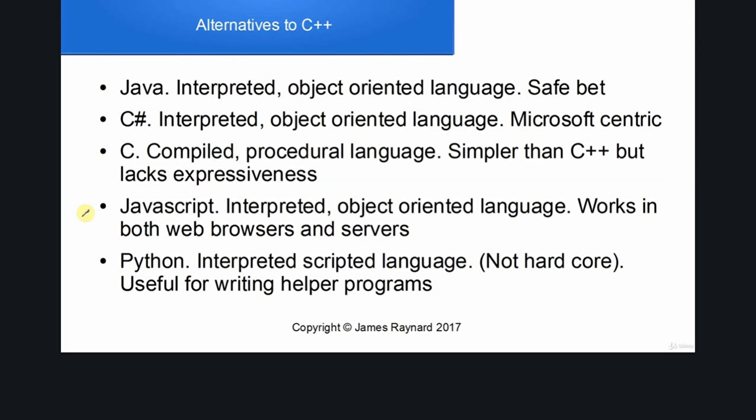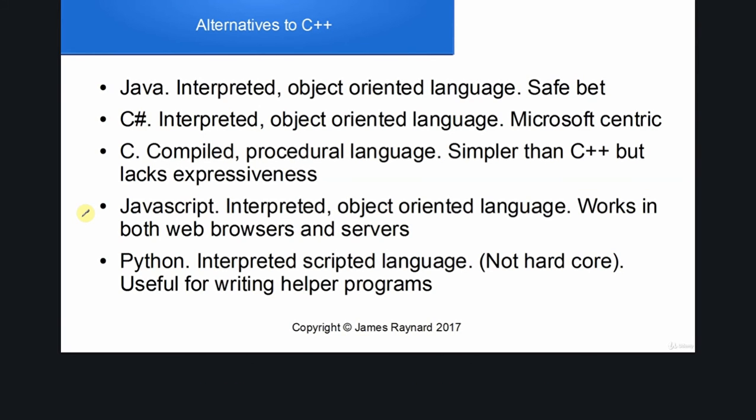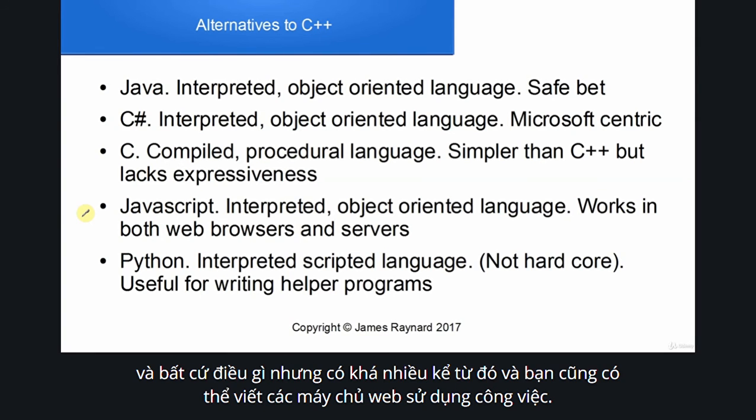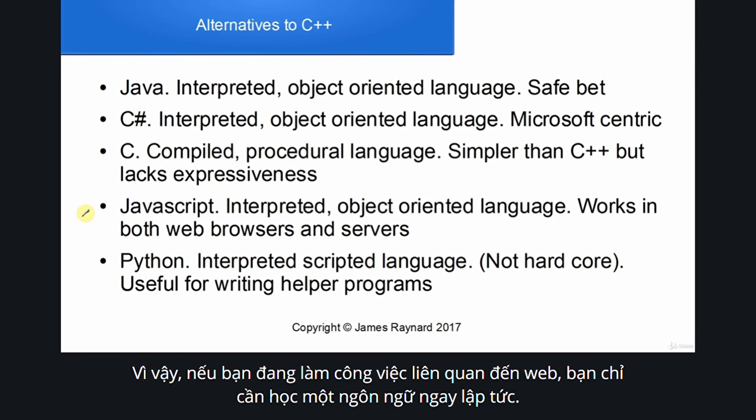JavaScript, again, another interpreted object-oriented language. It was originally written for web browsers, so you could have little flashing text and animated text and whatever, but it's grown a lot since then. And also you can write web servers in JavaScript. So the advantage of working in JavaScript is you can have code which works on both web servers and web browsers. So if you're doing web-related work, you only really need to learn one language.